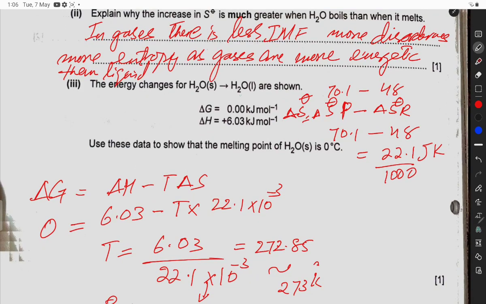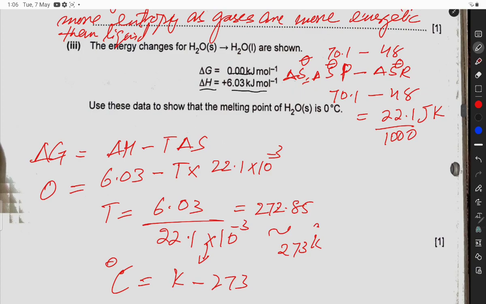The energy changes for water solid to water liquid are shown. Delta G is equal to 0.00, delta H is plus 6.03 kilojoules per mole. Delta S is the entropy of products minus the entropy of reactants. So 70.1 minus 48 is equal to 22.1 joules per kelvin. By dividing by 1000 we get 22.1 kilojoules per mole per kelvin.